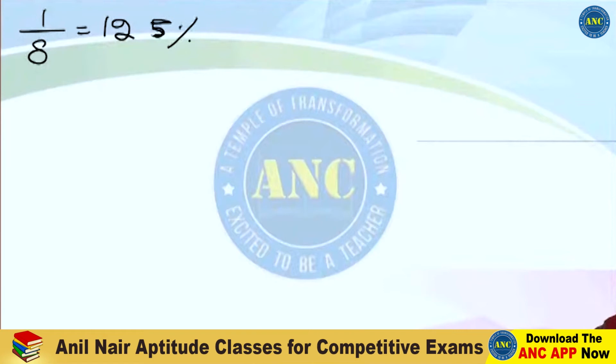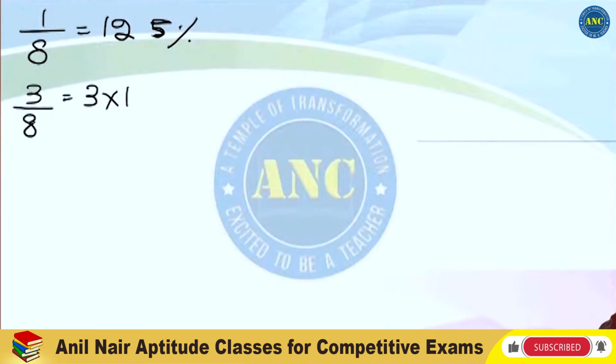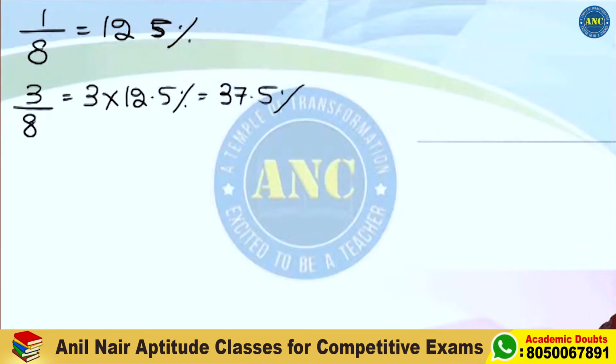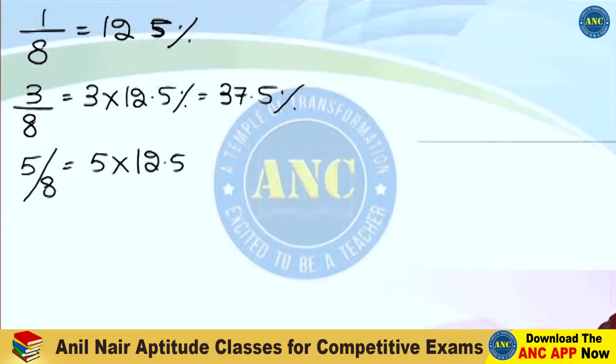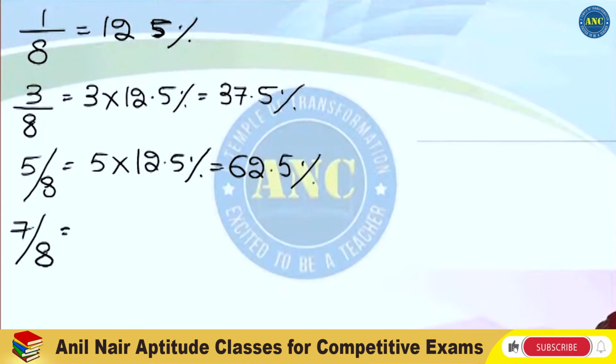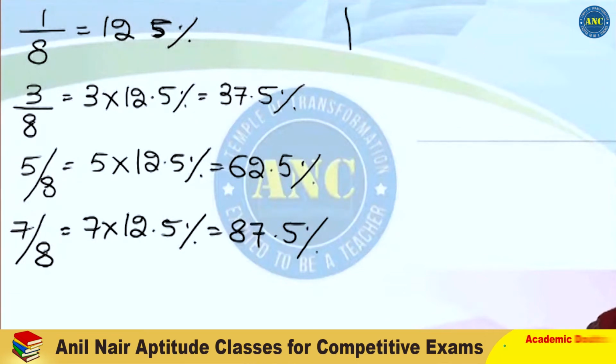12.5 percentage. 3 by 8 is 3 into 12.5 percentage, which is 37.5 percentage. 2 by 8 is 1 by 4. 4 by 8 is 1 by 2. 5 by 8, 5 into 12.5, which is nothing but 62.5 percentage. 6 by 8 is 3 by 4. 7 by 8 is 7 into 12.5. It is nothing but 87.5 percentage.